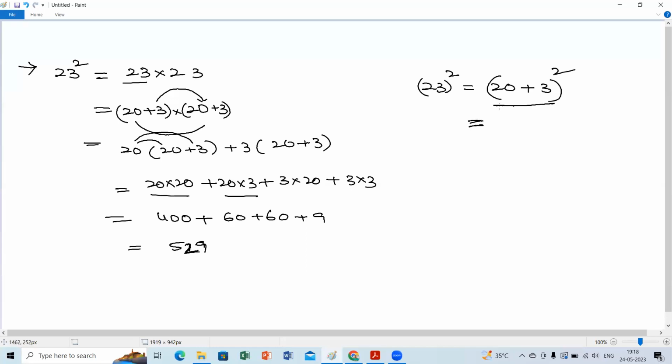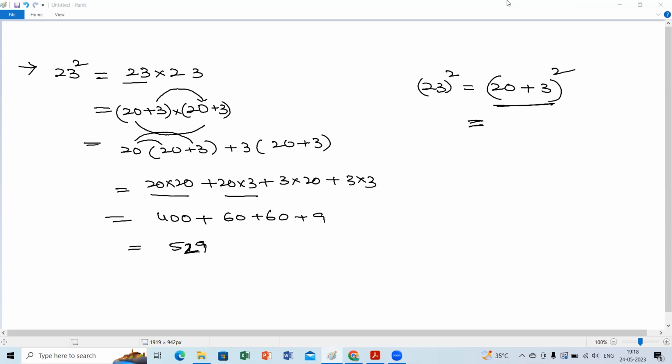No, what is this? Someone said something, who is that? Ma'am, we should do 20 square and 3 square. We should write like that. We need to distribute them. 20 square is something and 3 square is 9.